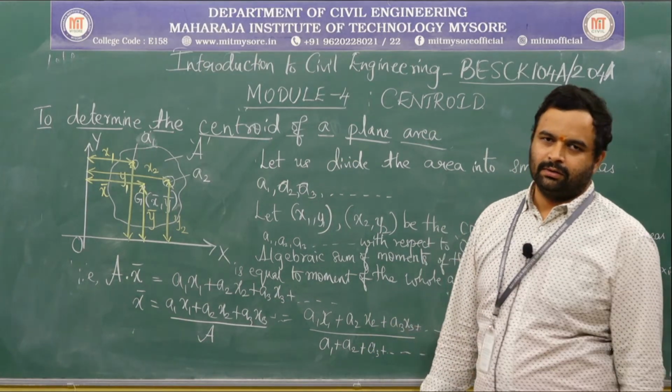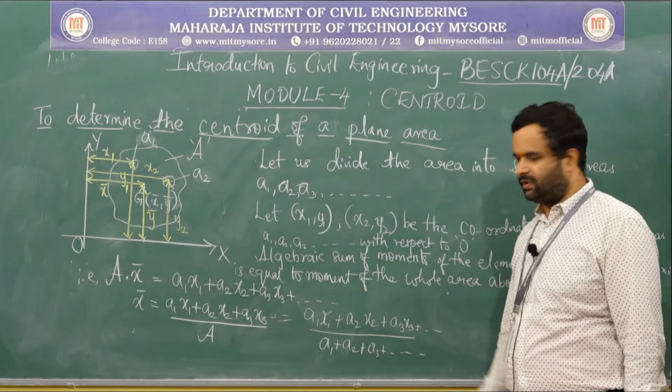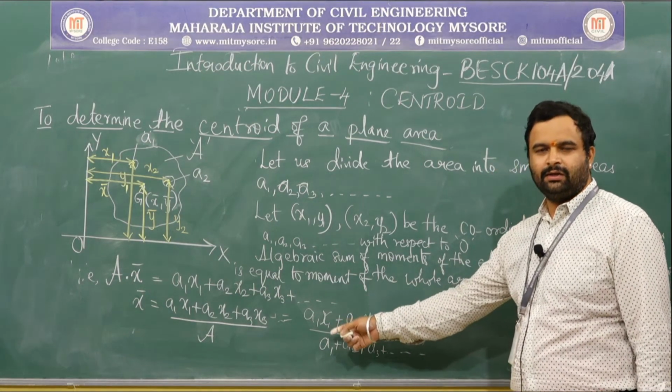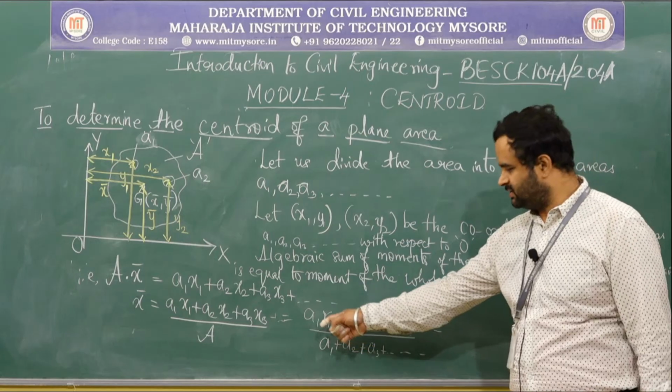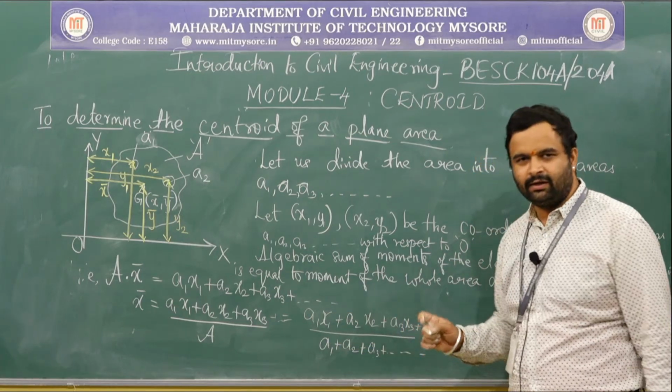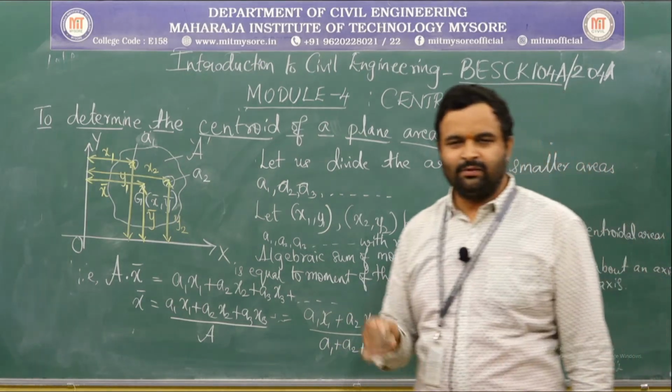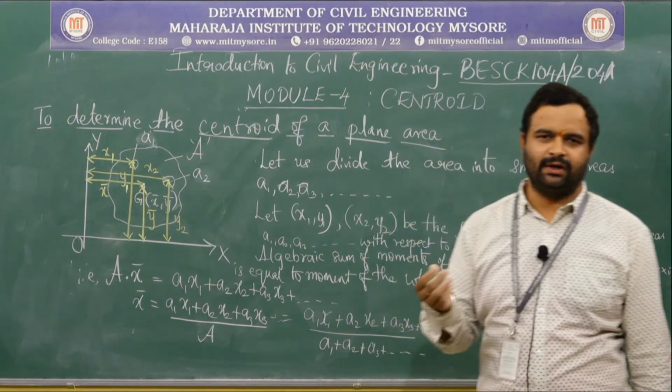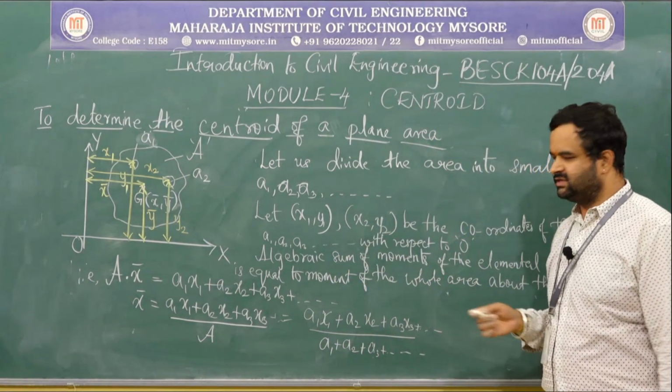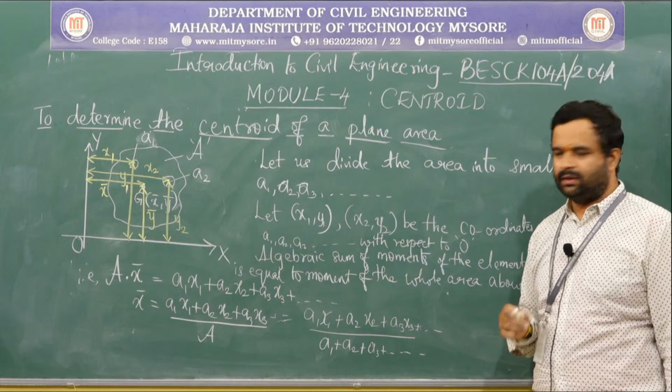Okay. So, please be careful. I am writing only for this particular step as small a1, small a2, small a3, but in the numericals I will be writing it as capital A1, capital A2 and capital A3. This is the formula for x bar.